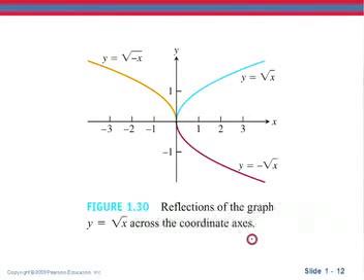The two special cases we talked about: if we take y equals the square root of x, and multiply the square root of x by -1, we have y equals negative square root of x. You'll see the pink graph, which is a reflection across the x-axis. If we multiply the x itself by -1 and have y equals the square root of negative x, that is a reflection across the y-axis.